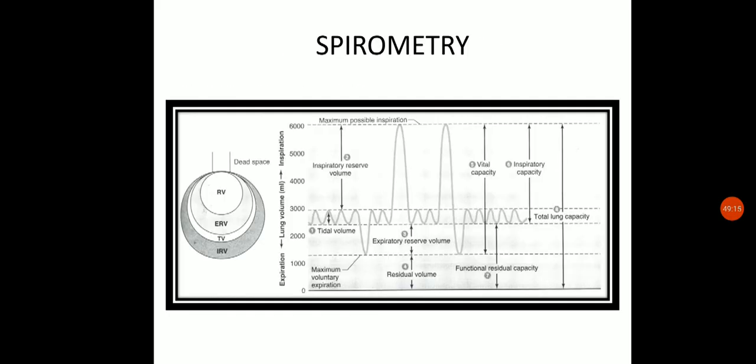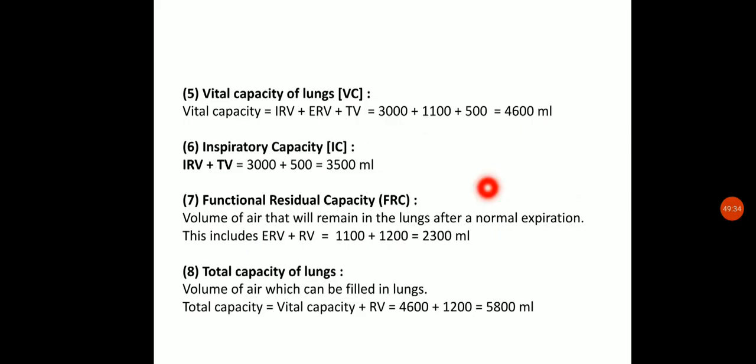ml. So here you can see the total vital capacity is the forceful inspiration, that is around 3000, the forceful expiration, that is around 1100 ml, and the tidal volume, that is 500. So it will account for around 4600 ml. Okay, that is the vital capacity of the lungs.